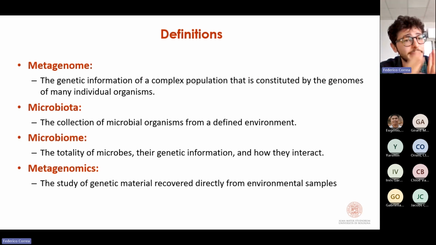First of all, when I talk about metagenome, I refer to the genetic information that is present in an environment, while microbiota is just the collection of the microbes present in a defined environment. With microbiome, instead, I refer to the totality of microbes and genetic information, while metagenomics is just the study of genetic material recovered from an environmental sample.